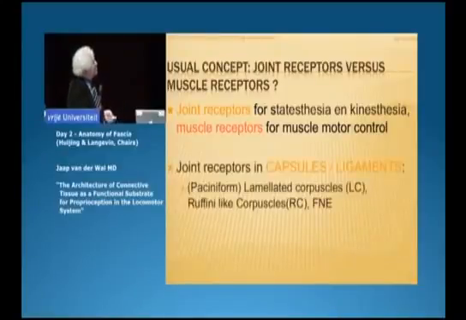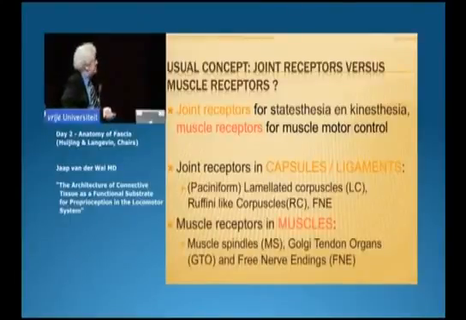But in the model we are now proposing, this might fuse or mix up. In the classical view, joint receptors are in the capsules and ligaments. And you just saw an anatomist hardly finding ligaments. So what does he have to do with that proprioceptive substrate if joint receptors are maybe not joint receptors? And the other were the muscle receptors. They were in the muscles: muscle spindles, Golgi tendon organs. That was the classical view, and it's very often practiced in all kinds of anatomy books.